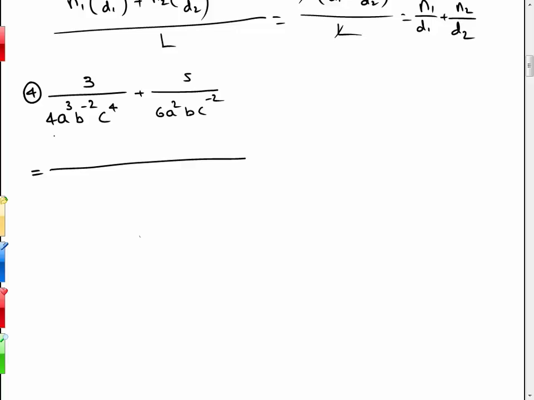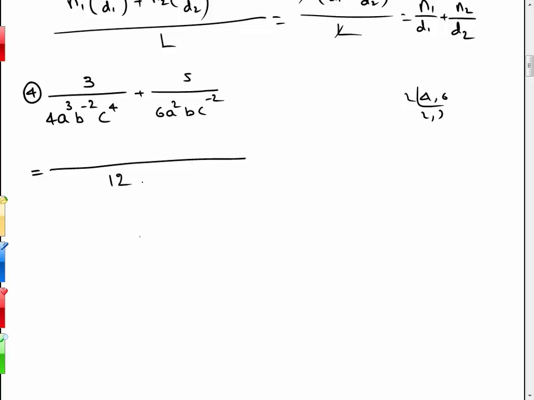So let's ask a simple question. With the numbers 4 and 6, what's the LCM? That's easy to find. It's 12. If you have difficulty, go and do the method that I suggested earlier. 2 goes 2 and 3 times, so 2 times 2 is 4, 4 times 3 is 12. Yep, the LCM of 4 and 6 is 12.